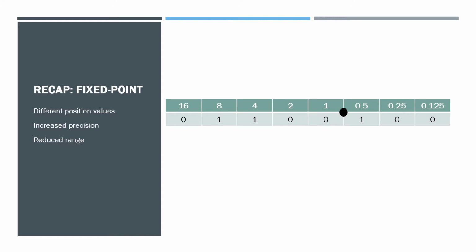Fixed point numbers work in exactly the same way, but the values to the right of the point are fractional values, and therefore we can be more precise. We can go down to values that are less than 1, but we have a smaller range of numbers. We can't go up into the 200s. What's this number? Well, it's 8 plus 4 plus 0.5, so it's 12.5.